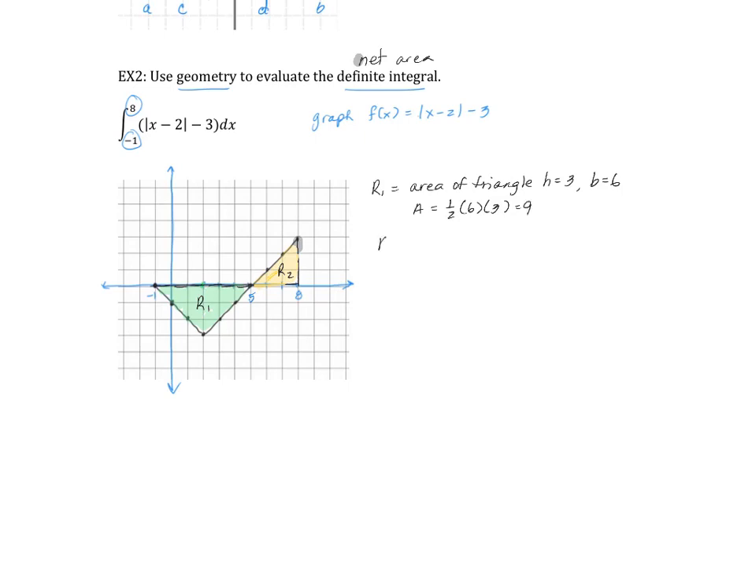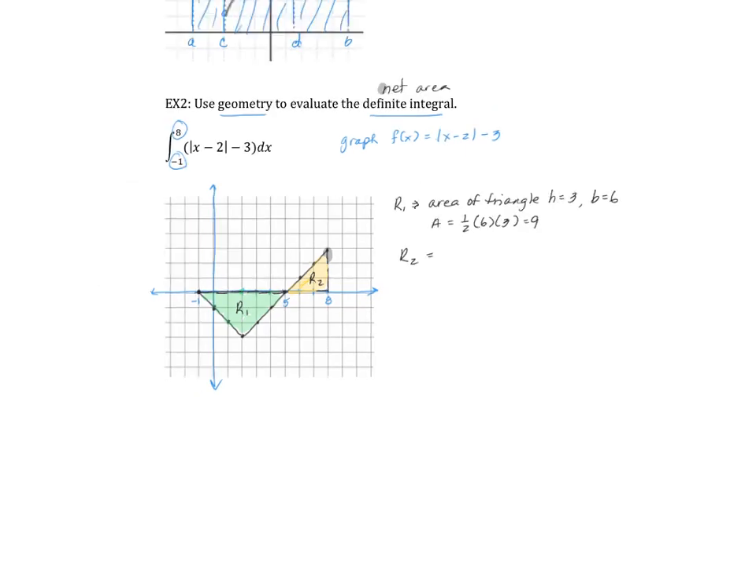Well, the area of region 2 is also the area of a triangle where we have a base of 1, 2, 3, and a height of 3. The area of this triangle is going to be 1/2 times 3 times 3, which would be 9/2.